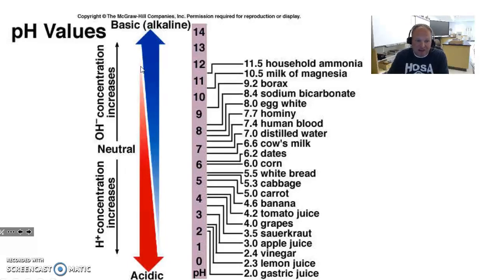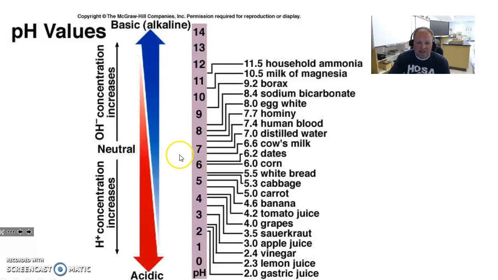But now check out the base. If I'm a base, household ammonia, milk of magnesia, borax, okay, bleach is up here somewhere, you have a ton of blue. In this case, blue represents hydroxide ion concentration. Remember, OH minus is hydroxide. Another question you might have is you're going to see this word alkaline a lot. Don't panic about that word. That is just another word for base. So at pH of 14, you have a ton of hydroxide ion and very, very little hydrogen ion.